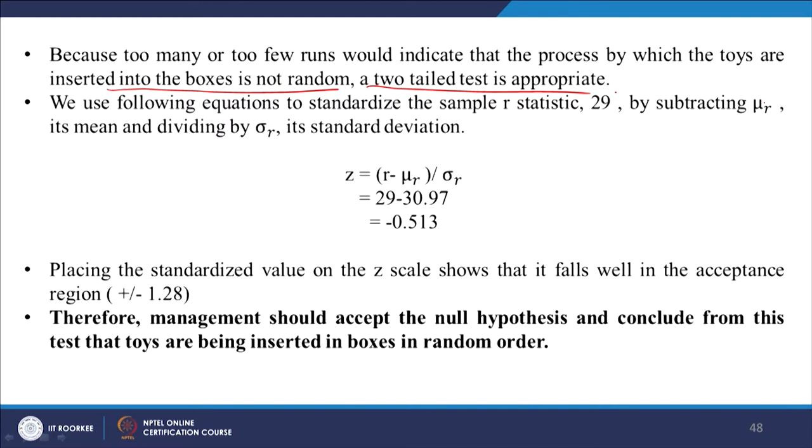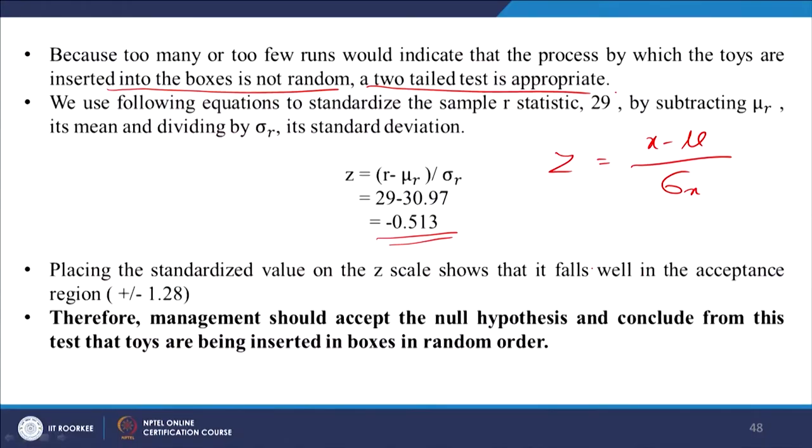By subtracting mu, its mean, and dividing by the standard error, so that is the Z formula, right. If you remember, Z is equal to X, we used to use this general formula, upon the standard error, right. So, here instead of X, we have R, the number of runs, minus the mu, and other things remain the same. So, our value is minus 0.513. So, it is towards the negative side, right, left tailed.